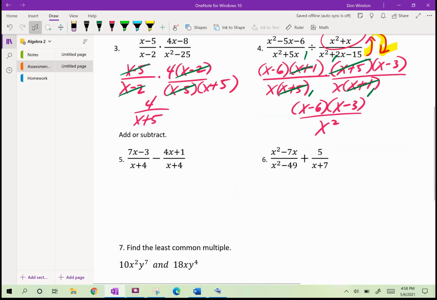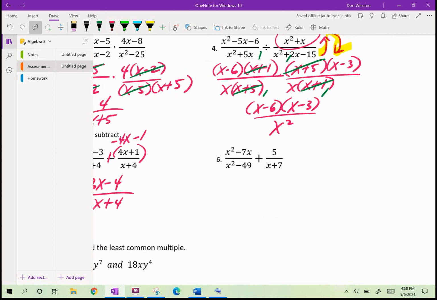The next, number 5, I'm just subtracting fractions. They have the same denominator, so distribute the negative, that would be negative 4x, and then minus 1, so I'll be adding. So 7x minus 4x will give me 3x, and then negative 3 minus 1 gives you negative 4, all over x plus 4.